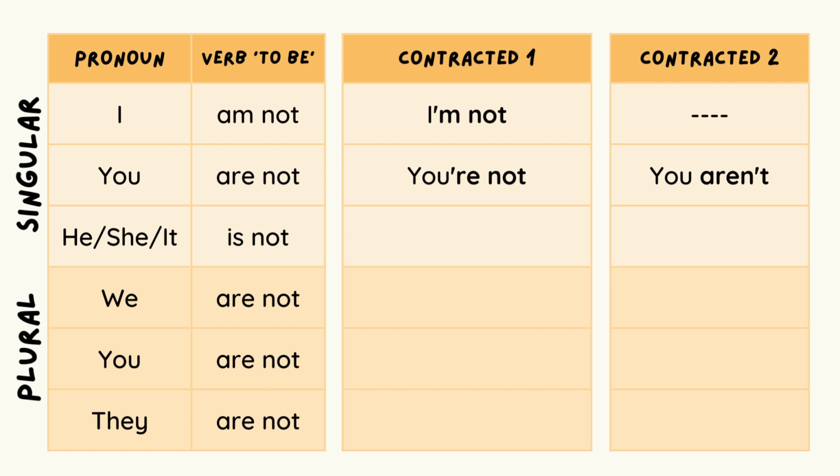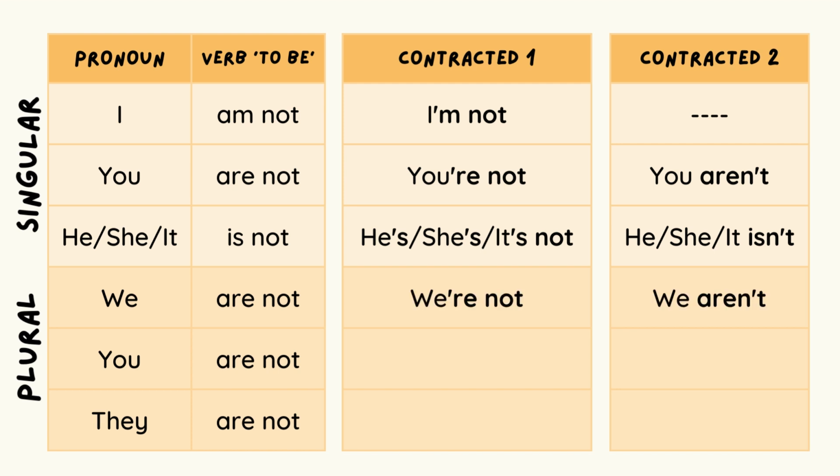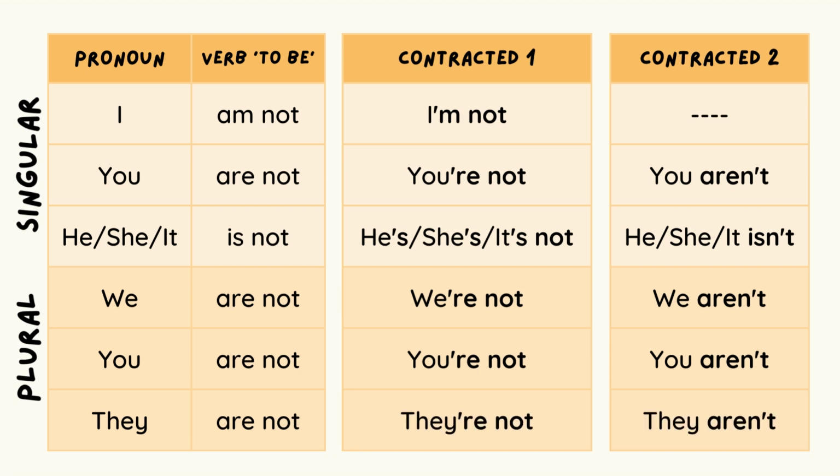You are not, you're not, you aren't. He, she, it is not. He's, she's, it's not. He, she, it isn't. We are not. We aren't. You are not. You're not. You aren't. They are not. They aren't.